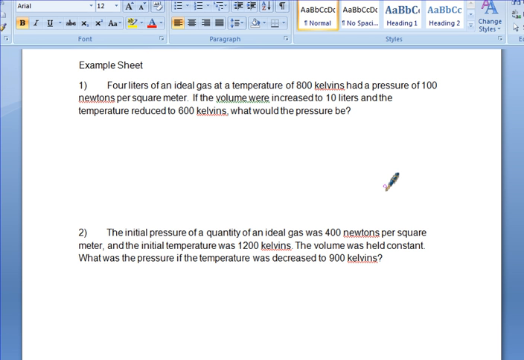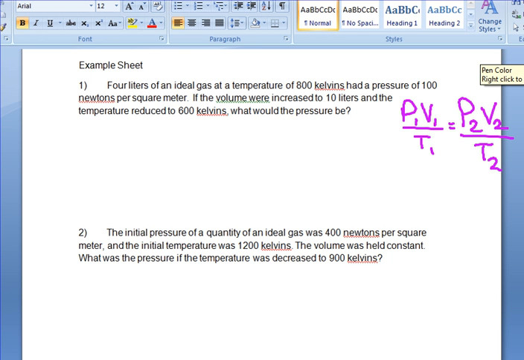All right, so automatically we know we're going to use the formula P1 V1 over T1 equals P2 V2 over T2. So we need to look and determine what are pressures, what are volumes, what are temperatures, and which ones will I use for 1 and which ones will I use for 2. Let's look for P1 V1 T1. Well, we have 4 liters of an ideal gas. 4 liters is going to be our V1. Liters is a unit of volume, so V1 is going to be 4 liters.